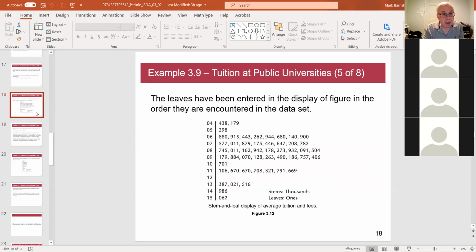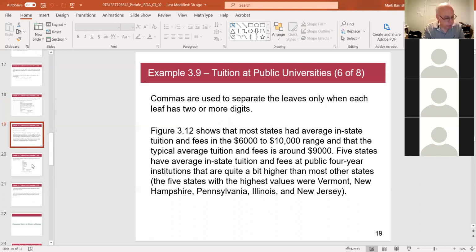Now, again, you could look at this and see that most of the values are between 6,000 and 9,000, or maybe between $6,000 and $10,000 of tuition. Most of the states are in that category, and there are some where the average state tuition is over 15,000, and there are others that are very cheap, about 4,000. Most of them are in this middle part right here. Any questions about stem and leaf?